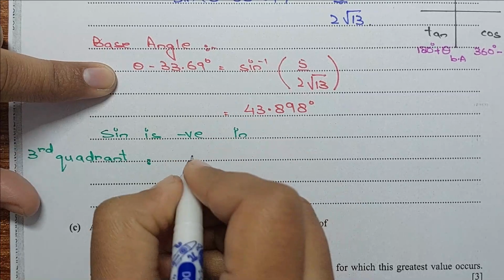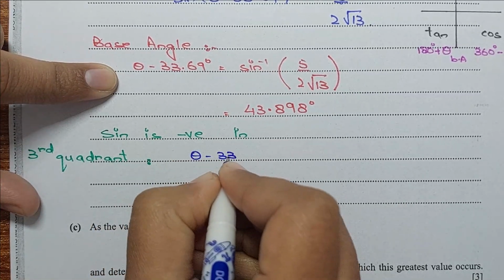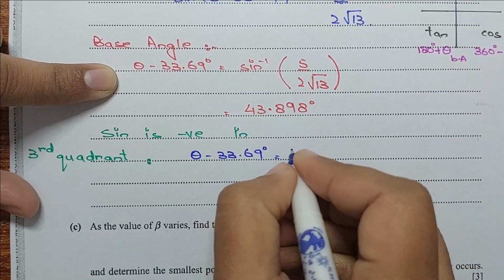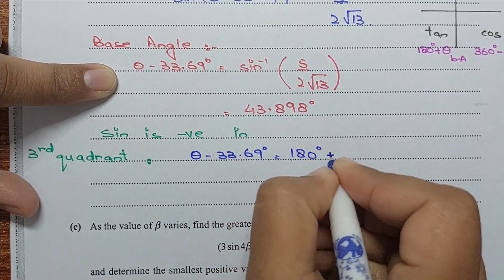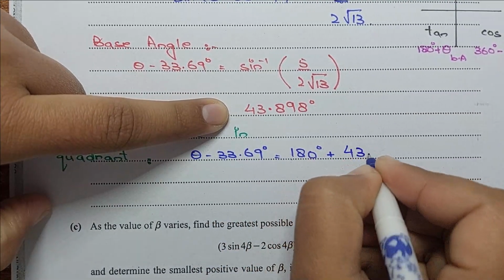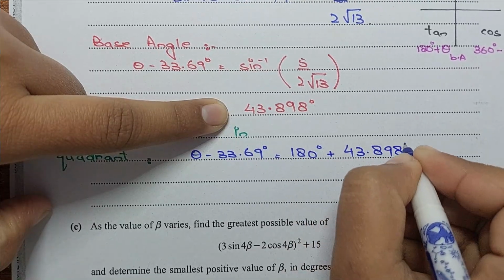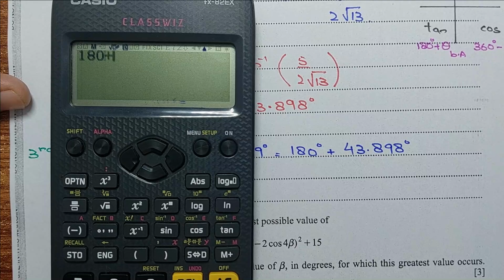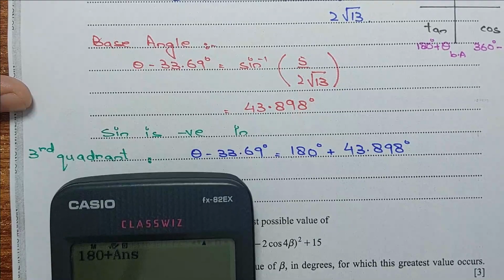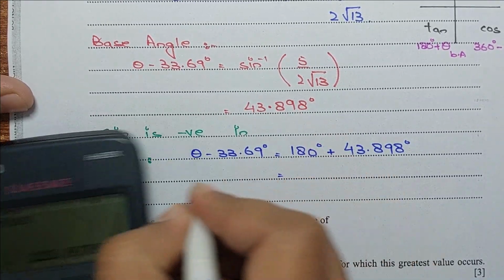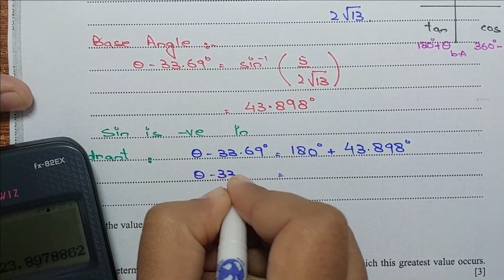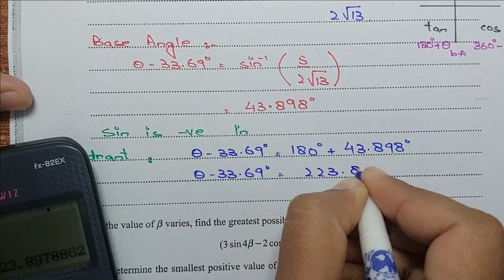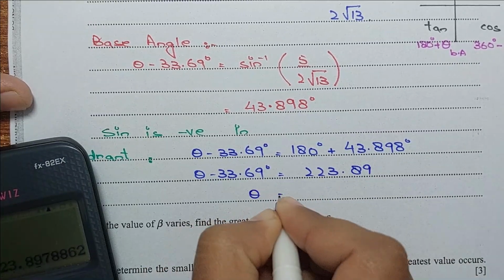So this whole angle, which is theta minus 33.69 degrees, would be equal to 180 degrees plus the base angle, 43.898 degrees. Okay, 180 degrees plus the base angle is this one. So theta minus 33.69 degrees would be 223.89. And what is the value for theta?